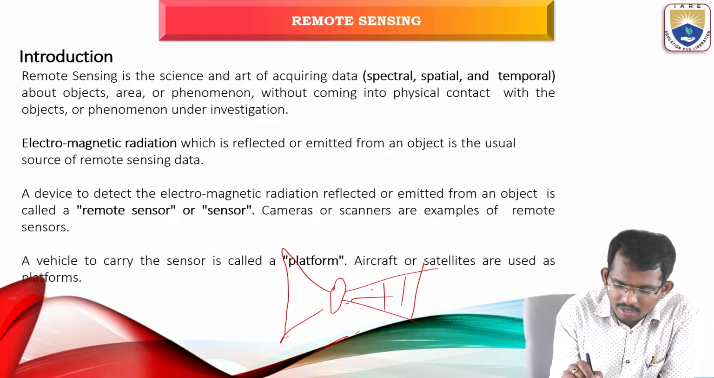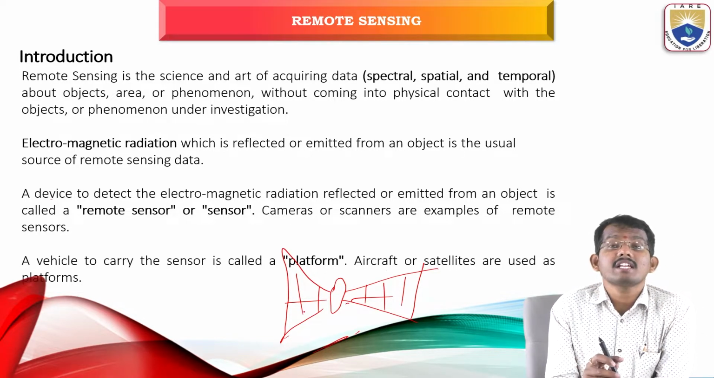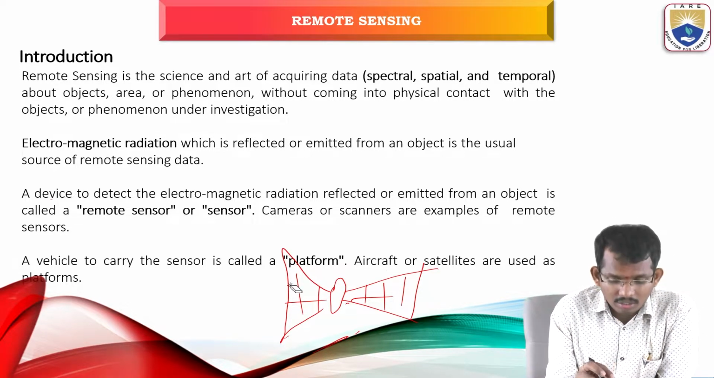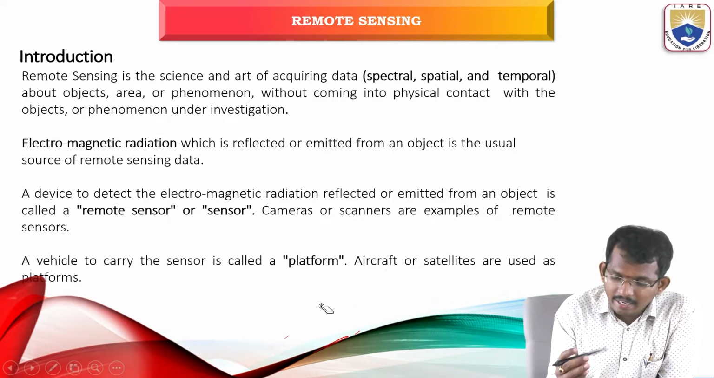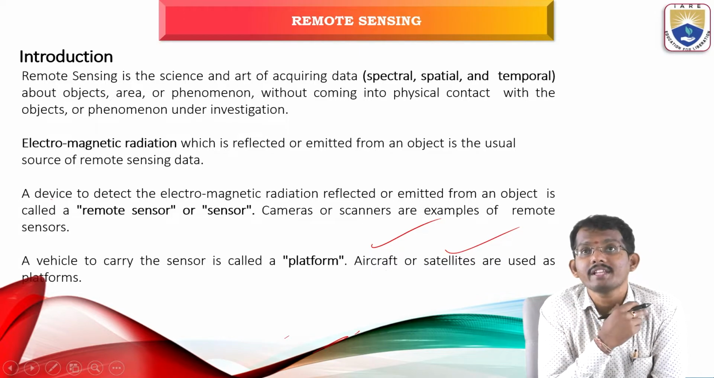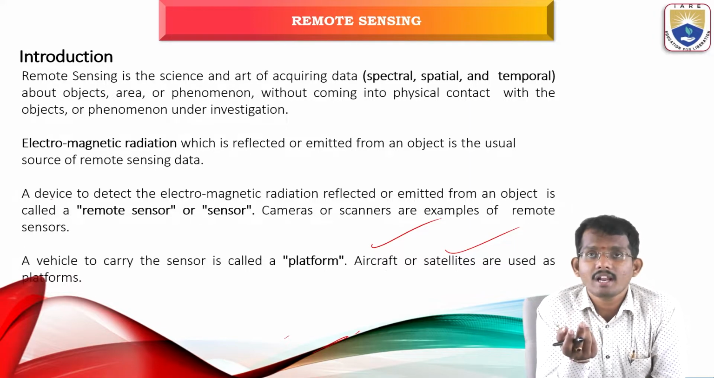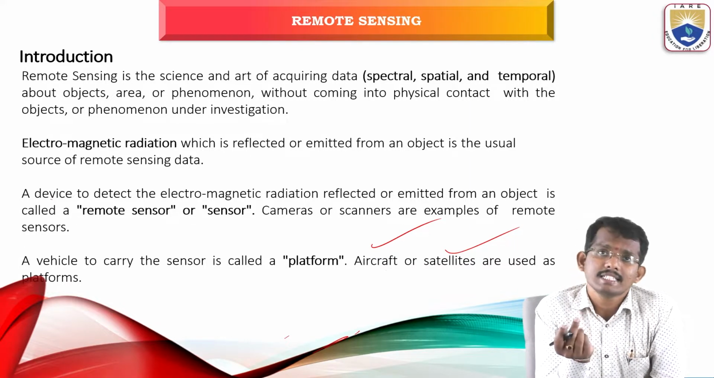Yes. So here you have sensors. A vehicle to carry the sensor in space is called a platform. Aircraft or a satellite are used as platforms to carry the sensors. A vehicle to carry a sensor is called a platform. So here a platform may be an aeroplane, aircraft, airborne vehicle, or a satellite.